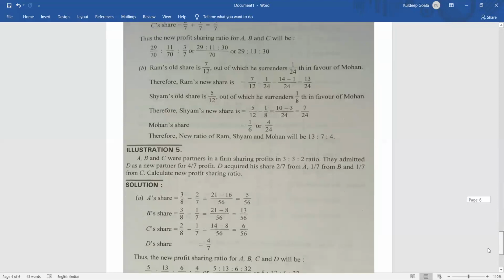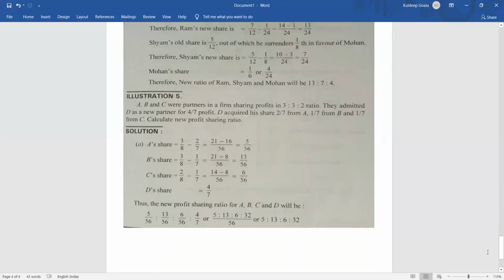You can repeatedly hear it so that things will be clear. I'm moving a little fast because the things are almost the same as the previous question. Now next one, A, B and C were partners in a firm and their profit sharing ratio was 3:3:2. They admitted D as a new partner who is going to get a 4/7 share. D is acquiring 2/7 from A, 1/7 from B and 1/7 from C.